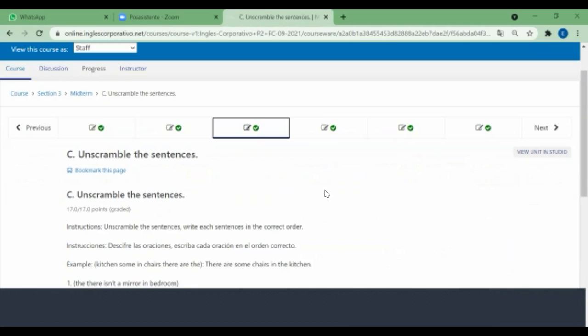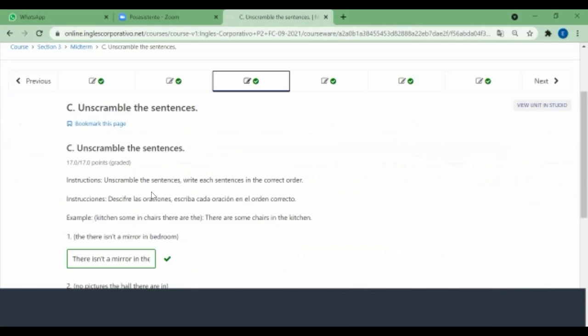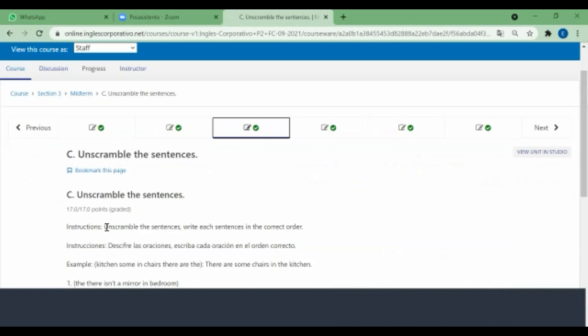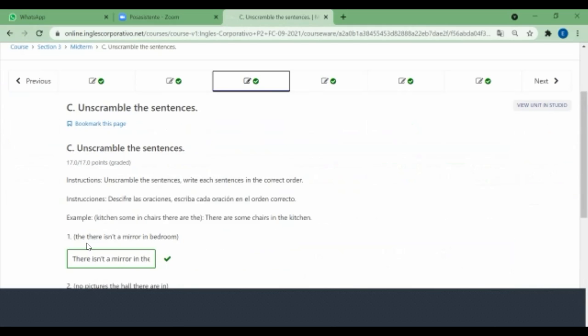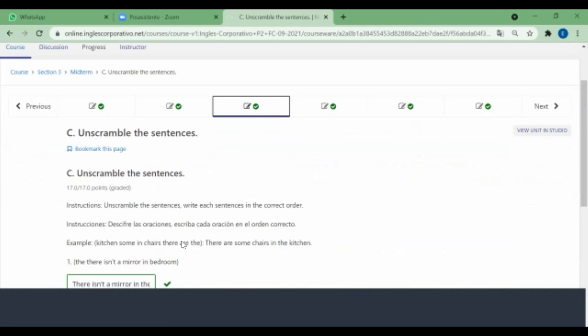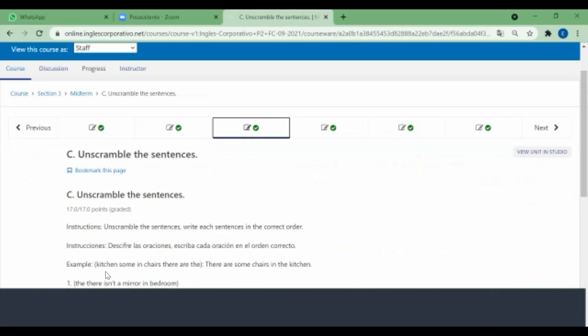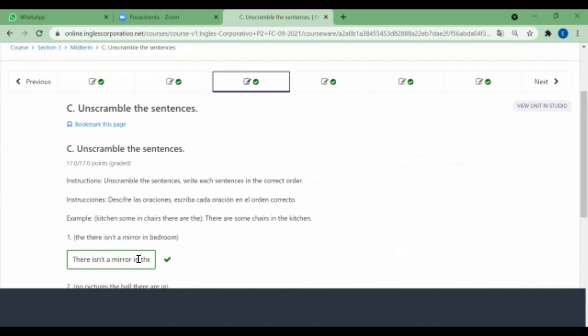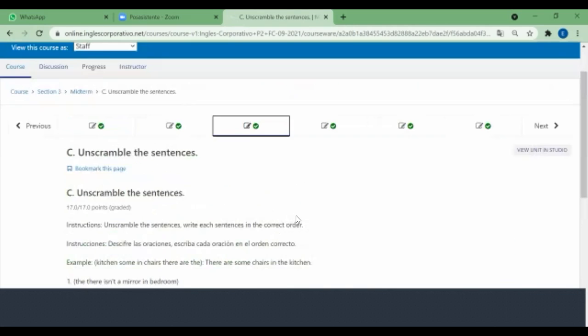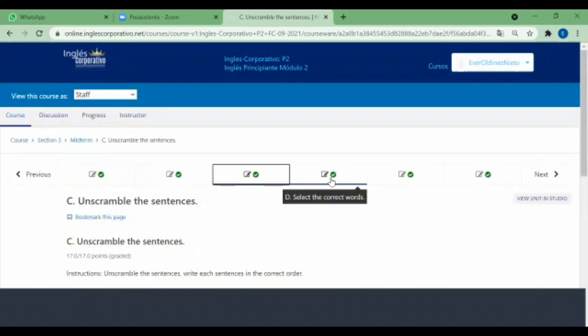In exercise number 3, you have to unscramble the sentences. Usted tiene que ordenar, ¿verdad?, las oraciones y escribirlas en el orden correcto. Las palabras en el orden correcto. Utilizando there is, and there are 3 questions. You have 3 questions at this part.